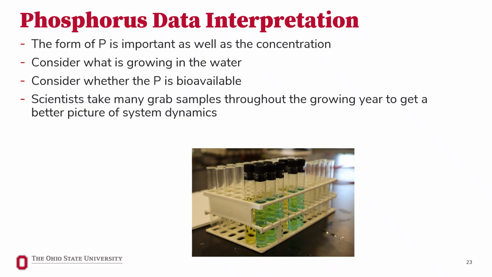Next, we want to consider what is growing in the water we are studying. Lake Erie, which is notorious for harmful algal blooms, generally has very low dissolved reactive phosphorus levels. That's because phosphorus is a limiting nutrient in Lake Erie, and therefore, algae takes it up as soon as it becomes available. This low phosphorus could be incorrectly interpreted as an indicator of good water quality, when in reality, all the phosphorus is located within the algae rather than dissolved in the water column.